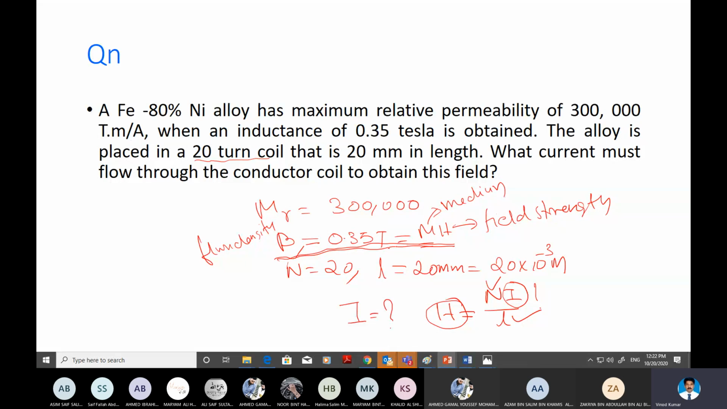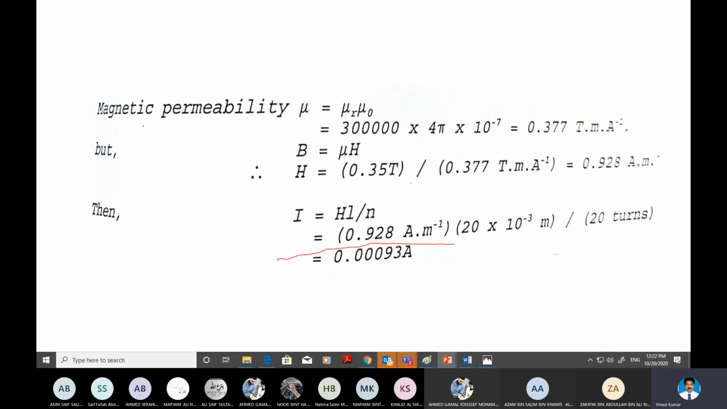So what we do in this question, we write the equation B is equal to mu H. And here B is given, H is what we need, but mu we don't have. How to find mu is similar to the last time: relative permeability times the permeability of vacuum.